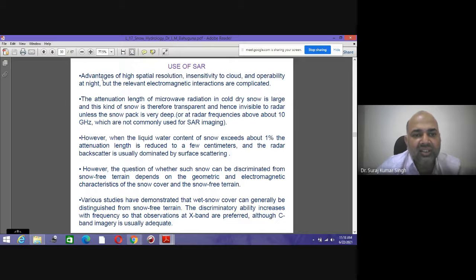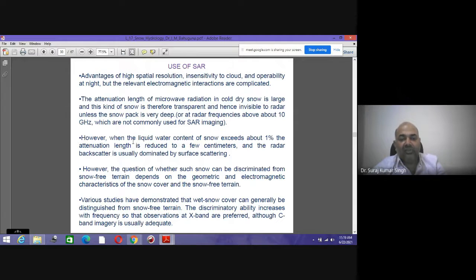SAR data has got a higher spatial resolution, insensitivity to cloud, and operability at night, you can operate that at night, but the relevant electromagnetic interactions are complicated. The attenuation length of microwave radiation in cold dry snow is large, and this kind of snow is therefore transparent and hence invisible to radar unless the snowpack is very deep or at radar frequency above about 10 gigahertz, which are normally not commonly used in SAR imaging.